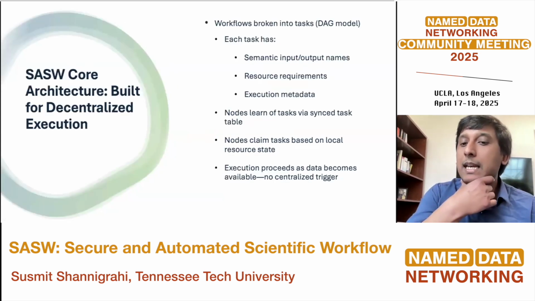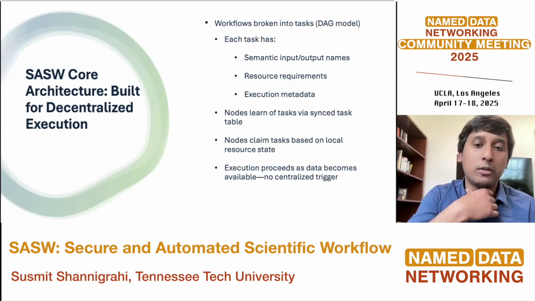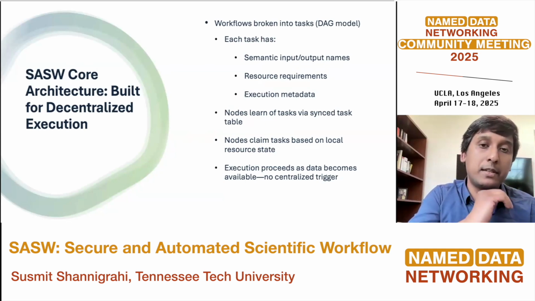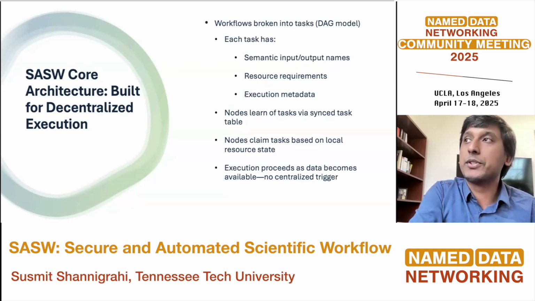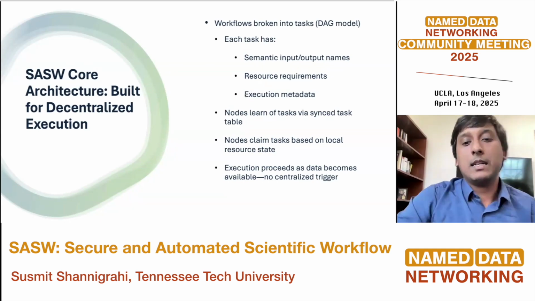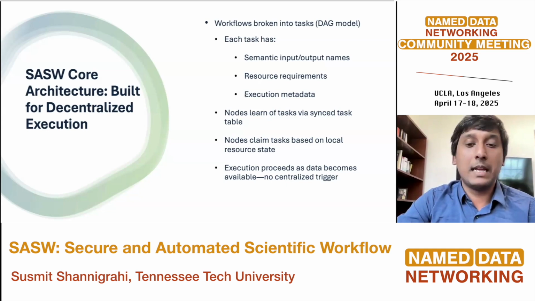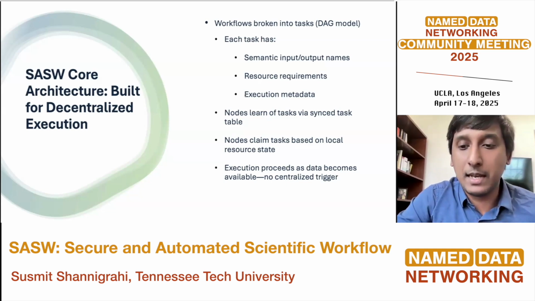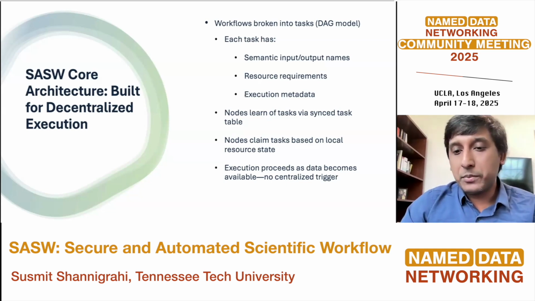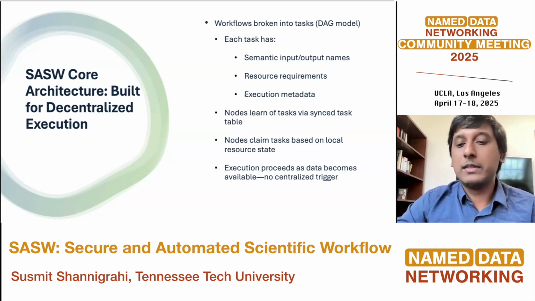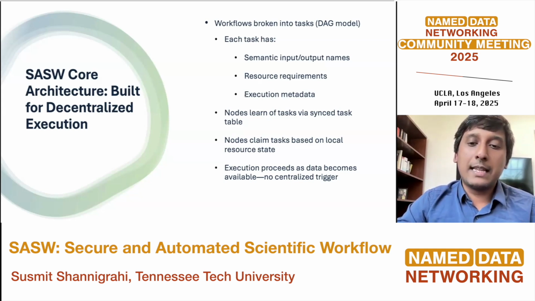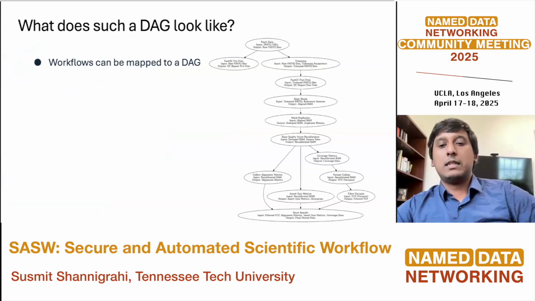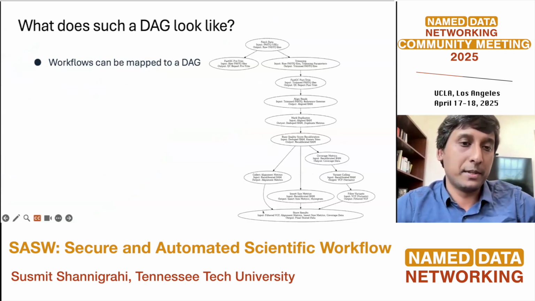And the nodes can claim a task whenever a local resource becomes available, if their local resources and policies allow them to execute those tasks. Now, execution proceeds as the data becomes available. There's no centralized trigger. And then at the end, the result becomes available.